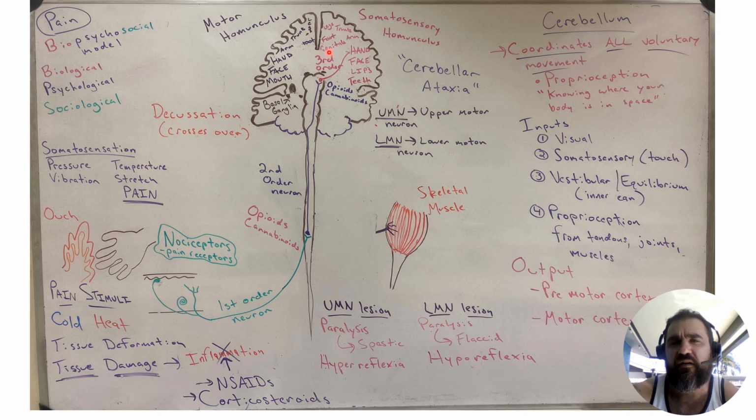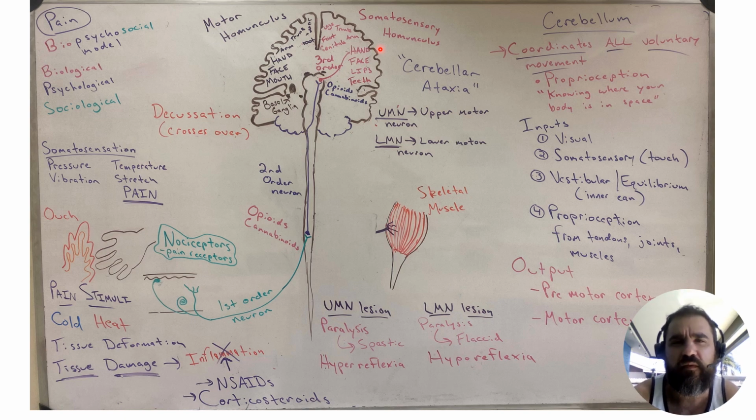So genitals here, foot, leg, trunk, arm, and then hand, face, lips, and teeth, right? So obviously the face and the hands and all this stuff gets almost half of the neurons in the somatosensory cortex because there's a much higher density of sensory receptors, which makes sense. The skin on the palm of your hand is more sensitive, and your lips, than the skin on your back.